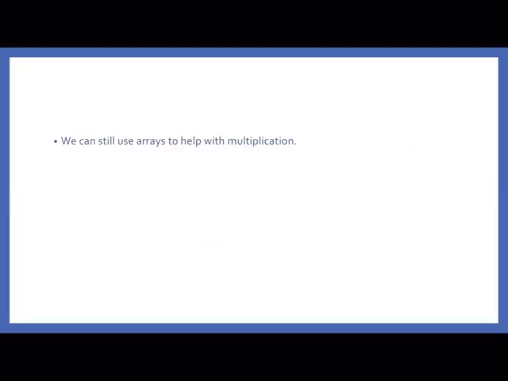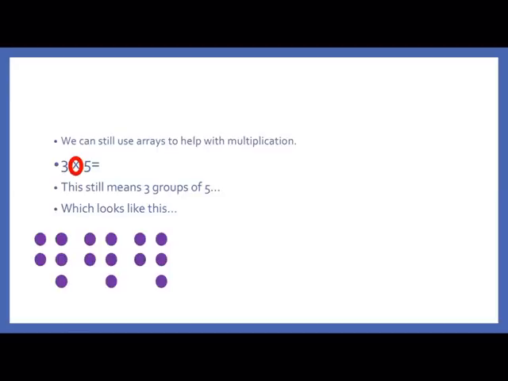Okay. So we can still use arrays to help with multiplication. So we've got 3 times 5. Remember, we have our multiplication sign in there, so 3 multiplied by 5 will equal, so whatever. And this still means we've got 3 groups of 5, which looks like this. So we've got 1, 2, and 3. And we can write it like this: 5 plus 5 plus 5 equals 15, or using our multiplication sign, 3 times 5, which is 15.